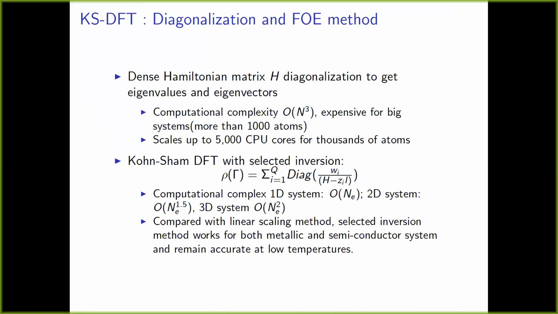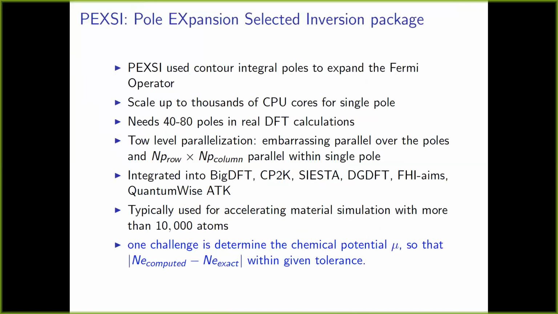And this kind of FOE method can also be compared with linear scaling methods, in that the selective inversion method works for both metallic and semiconductor systems, and it remains accurate at a low temperature. So we have a package called PEXSI. PEXSI uses a contour integral to expand the Fermi operator, and basically it uses 40 to 80 poles in a real DFT calculation. And it scales up to thousands of CPU cores for a single pole.